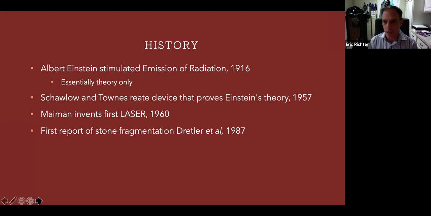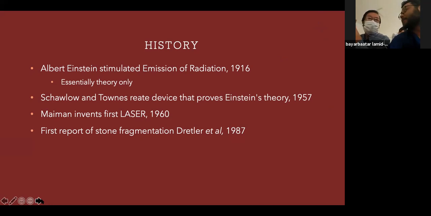Initially theorized by Albert Einstein in 1916. He came up with the theory that you could basically stimulate light to create the light for laser technology. And nothing happened until 1957 when two scientists named Schawlow and Townes were actually able to recreate the device that proved Einstein's theory. And then the first essentially laser device was invented in 1960. The first urologic use was in 1987 by Drettler. And basically the holmium laser, which we'll talk about more, was first used in 1995.